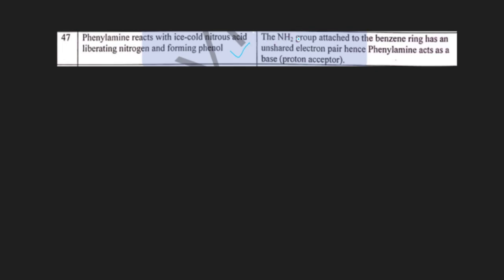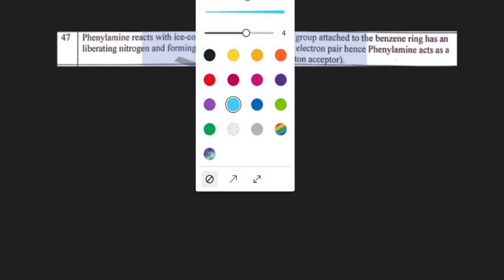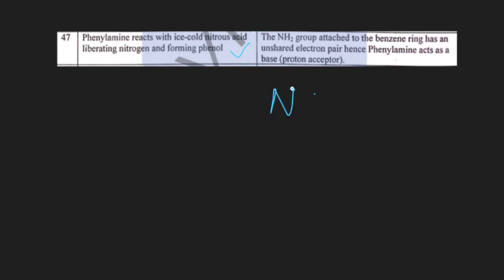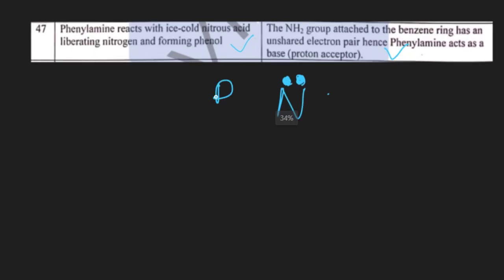The second statement, the amino group attached to the benzene ring has an unshared electron pair, hence phenylamine acts as a base. It acts as a base due to the presence of lone pairs of electrons on the nitrogen atom that can receive protons. So, second statement is also correct, but the second statement is not a direct effect of the first. So, our answer is B.